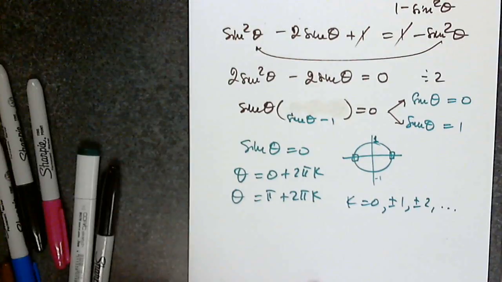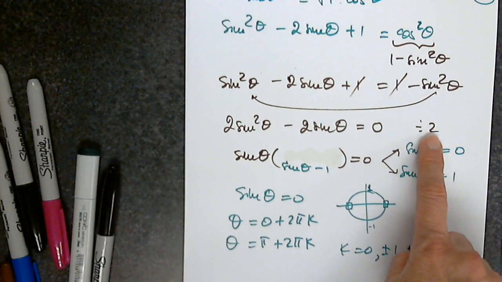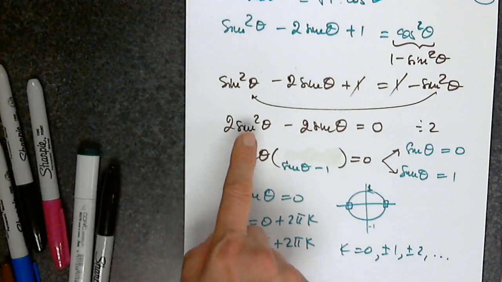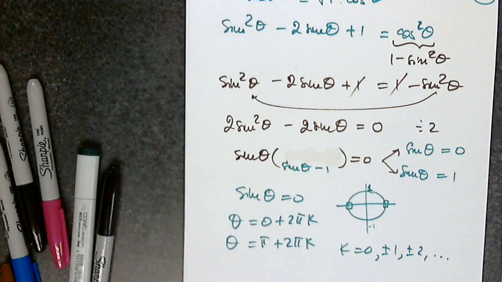So you factor out sine theta? Yes. I divided both sides by 2, so I have sine squared theta minus sine theta. I factor out sine theta, and I have sine theta minus 1. I can divide both sides by anything that is non-zero.